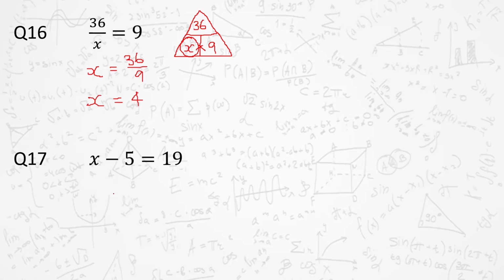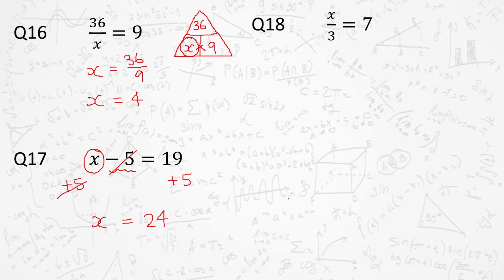Question 17. x minus 5 equals 19. To get x on its own, do the opposite. So plus 5 on both sides. They cancel out. We have x on its own on the left-hand side. 19 plus 5 gives us the answer of 24.